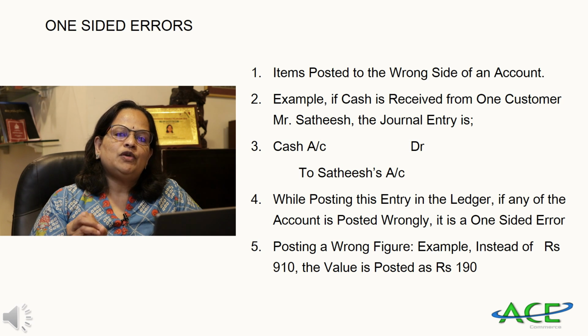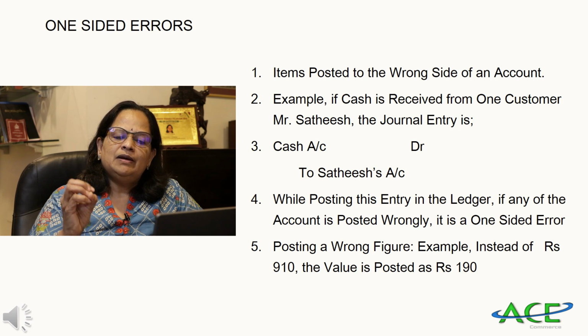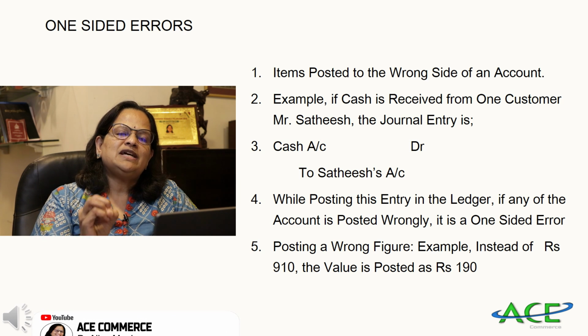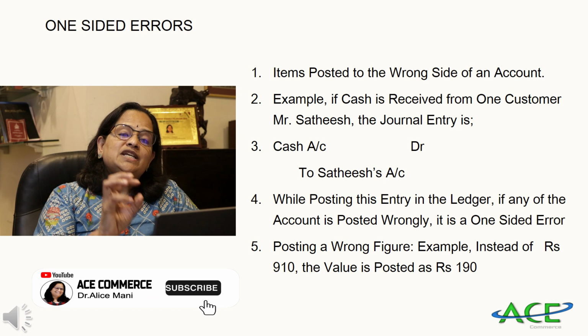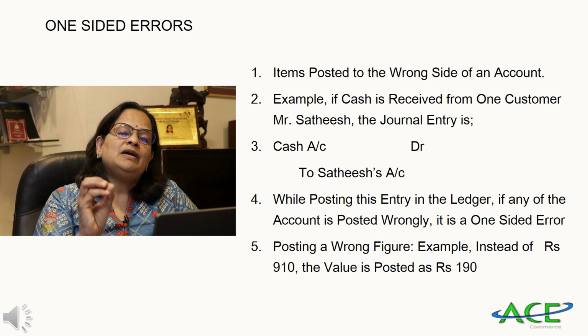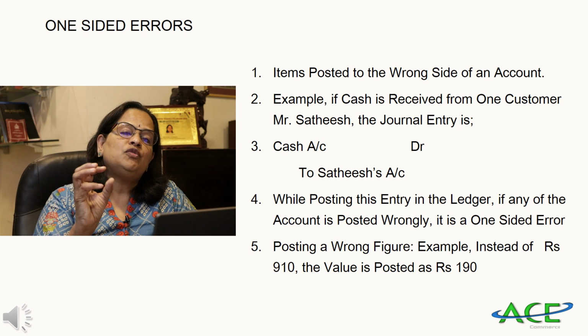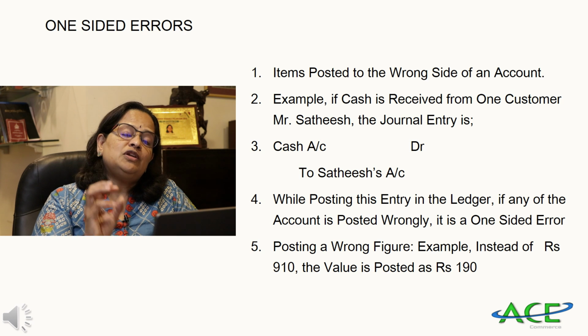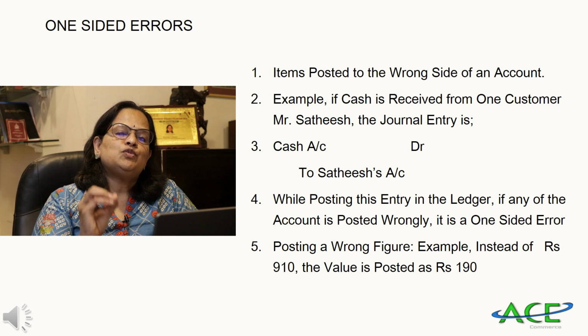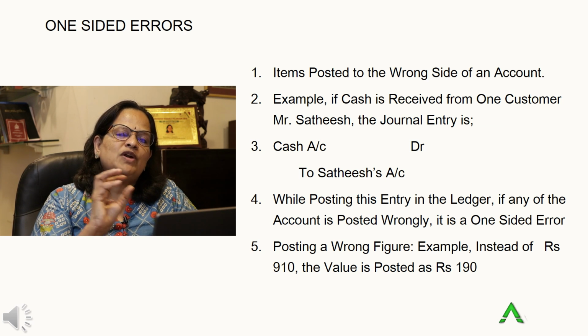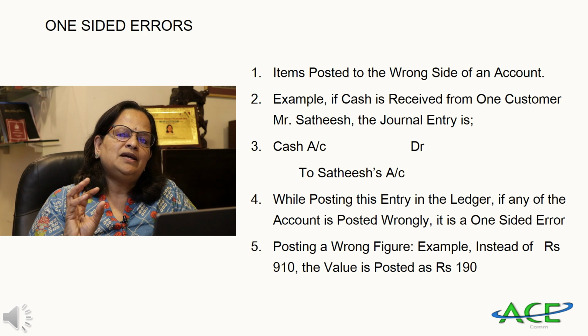But the mistake in this transaction is that while posting this entry in the ledger, one side is posted wrongly. For example, if cash of 1000 is received from Satish, the cash aspect is not recorded, and only Satish's account is recorded with the 1000 rupees. So the cash book will not tally, or the cash book will be wrong, and then it will affect the trial balance. This is the first point, one-sided error: only one aspect of the transaction is recorded in the ledger, and one aspect is completely forgotten.